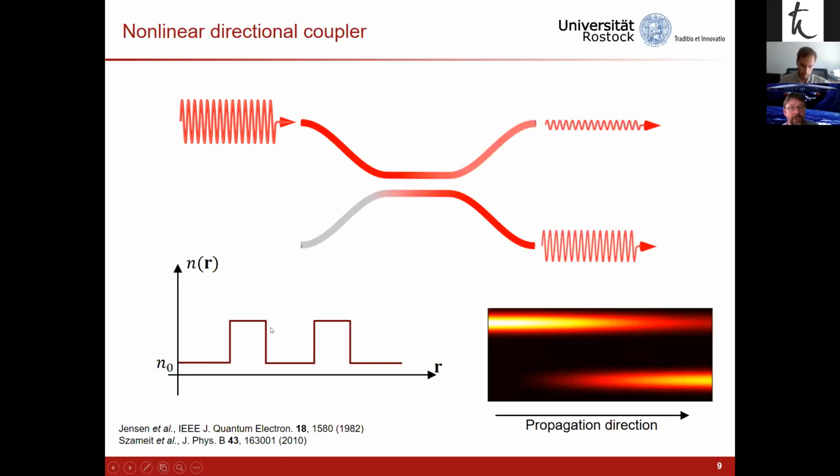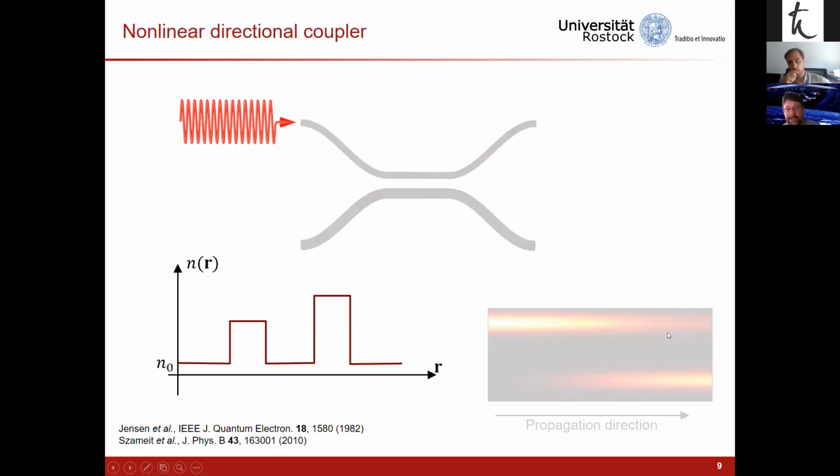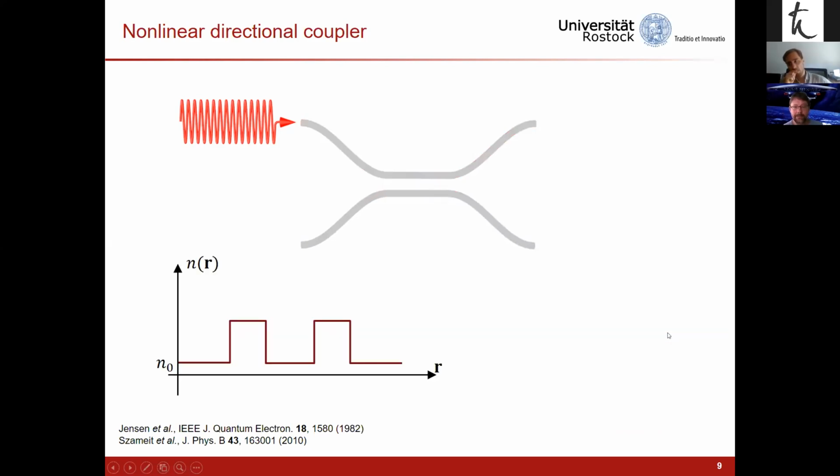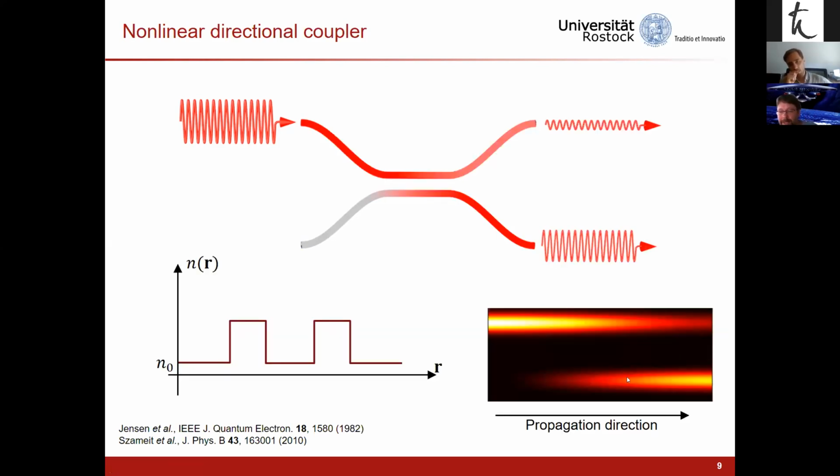And now we launch light into one of the waveguides, and because the waveguides see each other, part of the light hops to the second waveguide and part of the light remains in the first one. You can describe it very well. This is essentially all theory, and this is just a sketch of the intensity evolution within this region here in the center. Now you start just in the upper waveguide, and then slowly light couples into the lower waveguide, and some light remains in the first waveguide.